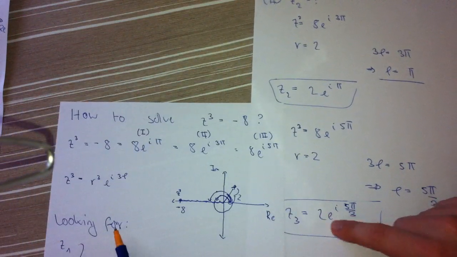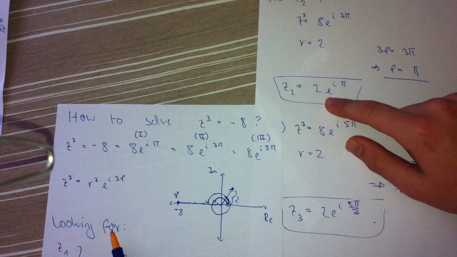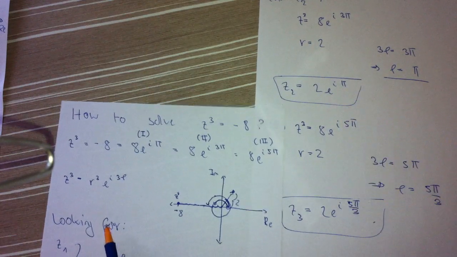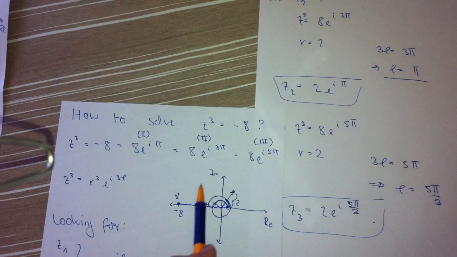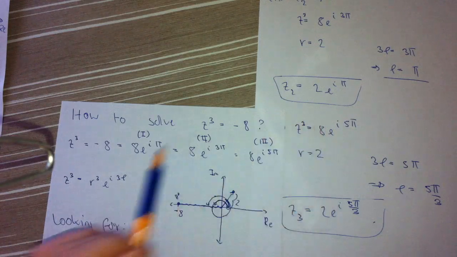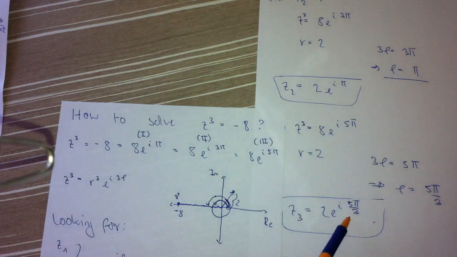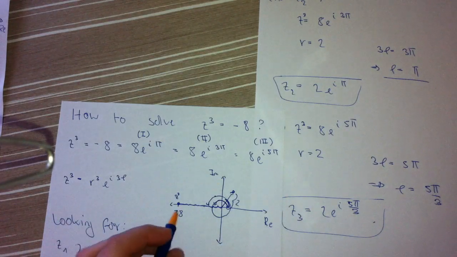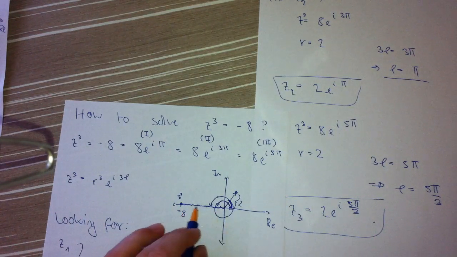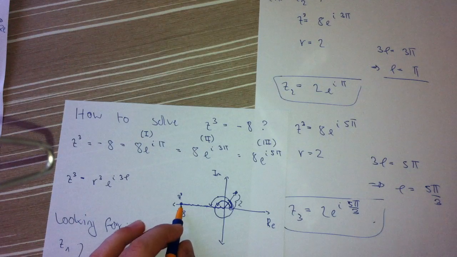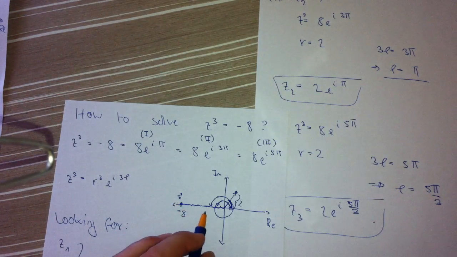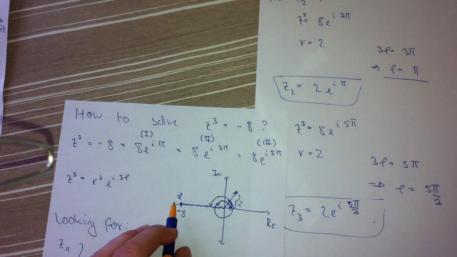And if you plot this solution and this solution on the complex plane, increase the length from 2 to 8 and multiply the angles pi and 5 pi over 3 by 3, you will see that it ends up being right on the real axis with a length of 8. In other words, z1, z2 and z3 to the power of 3 all equal z to the power of 3.